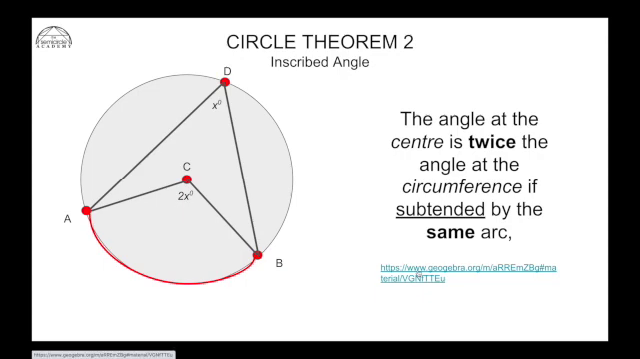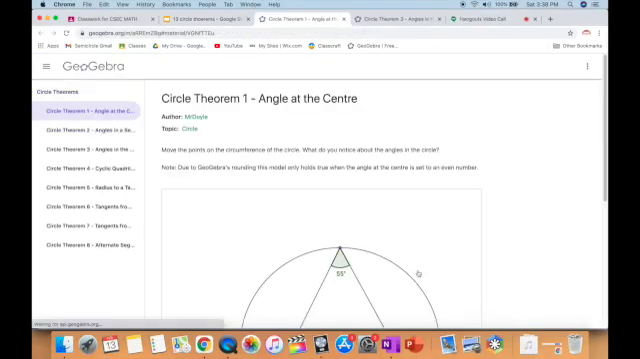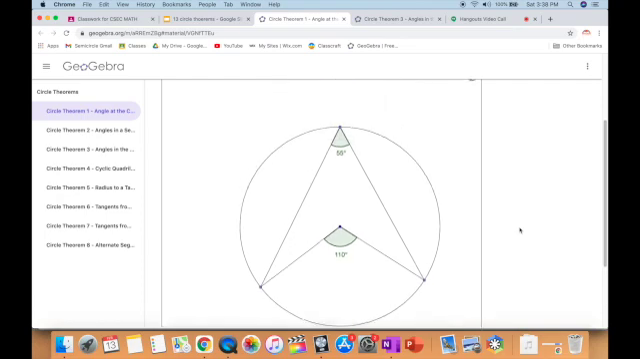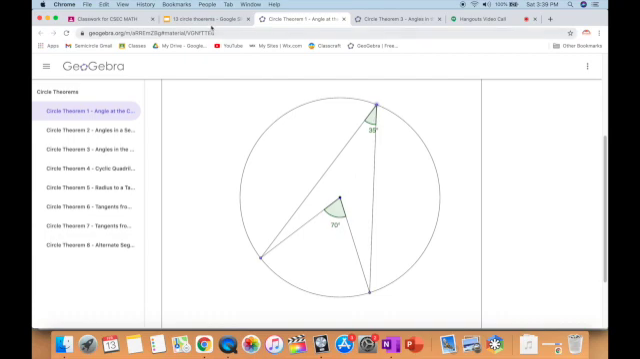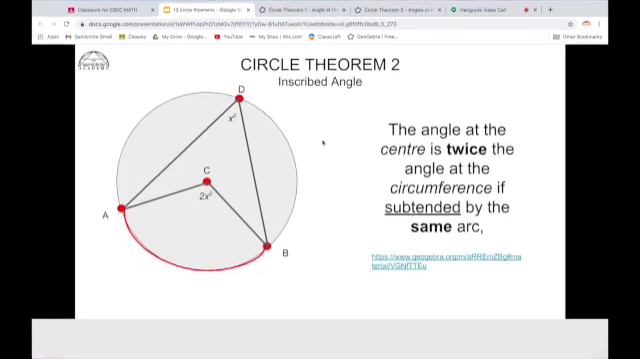So if we click this GeoGebra link here, we'll go to another example, where we could see that I have 55 degrees and 110. No matter where I move this, it will remain 55, and that will remain 110. The only way to change it is to actually change the arc itself. So if I make the arc smaller, look, you see what's going on there, right? So this center angle will always be twice the angle at the circumference subtended by the same arc, right?